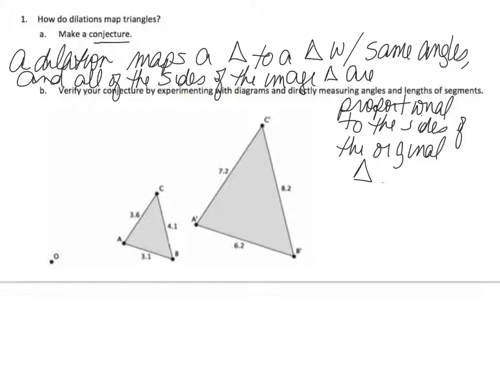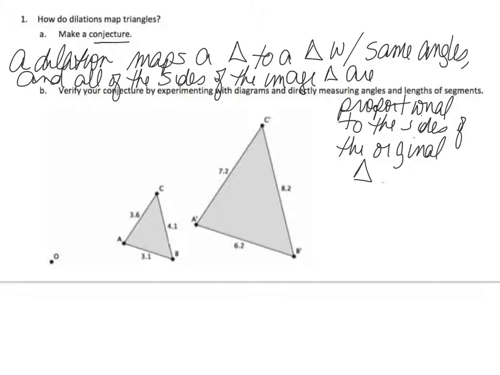Okay, so how do dilations map triangles? A dilation maps a triangle to a triangle with same angles, and all of the sides of the image triangle are proportional to the sides of the original triangle. I didn't save myself enough room there. If you remember, the image is what happens after the dilation, and then you have the original or the pre-image.